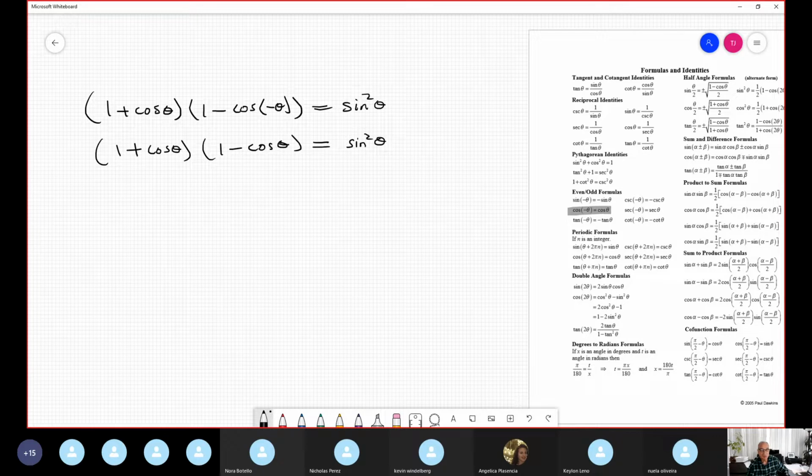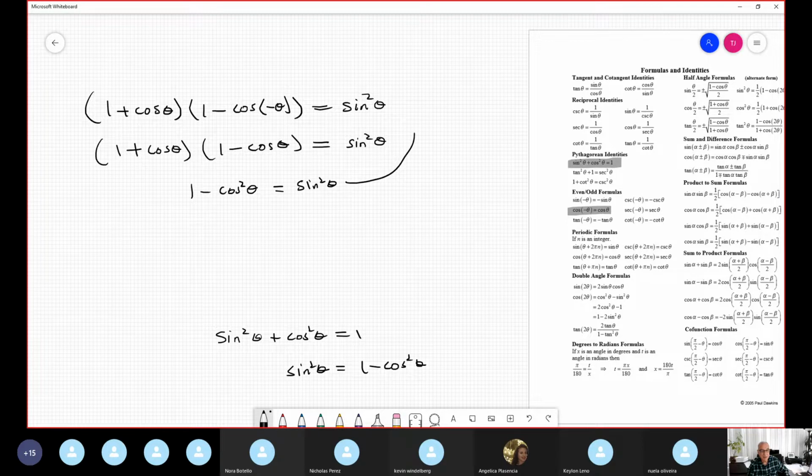Now, multiplication. The multiplication is the shortcut, the conjugate. It's 1 minus cosine squared. Everyone follows me? Yes. One more time. I'm using this trigonometric identity in which I know that sine square theta plus cosine square theta equals 1. Therefore, sine square theta, I isolate, is 1 minus cosine squared. Now 1 minus cosine squared is identical to sine squared. It's exactly the same as we had at the beginning. Finished proving. This one is easy.